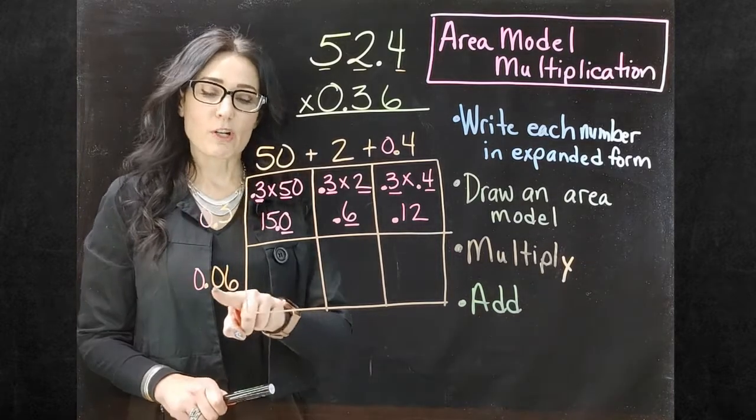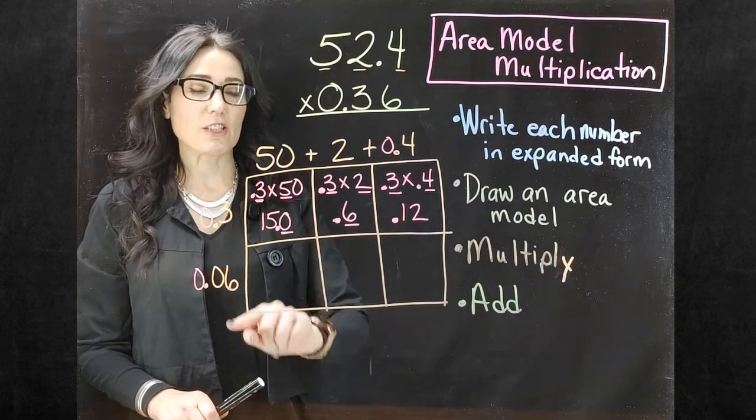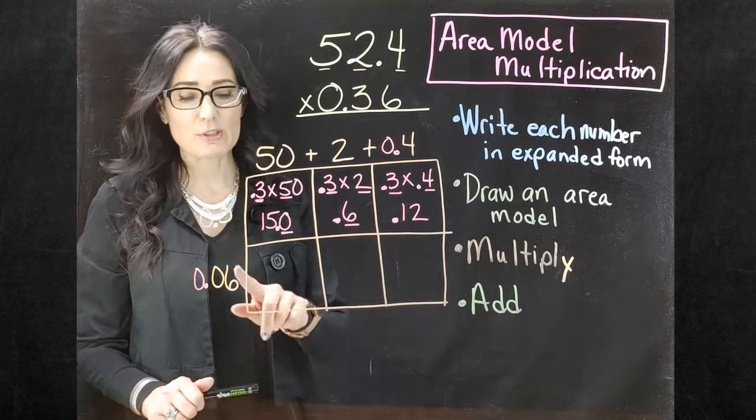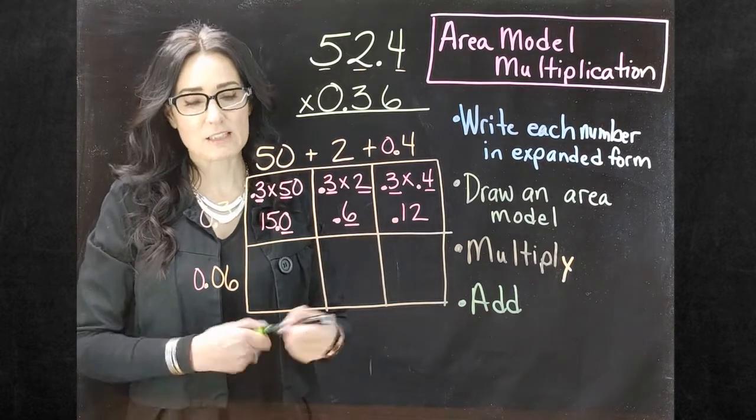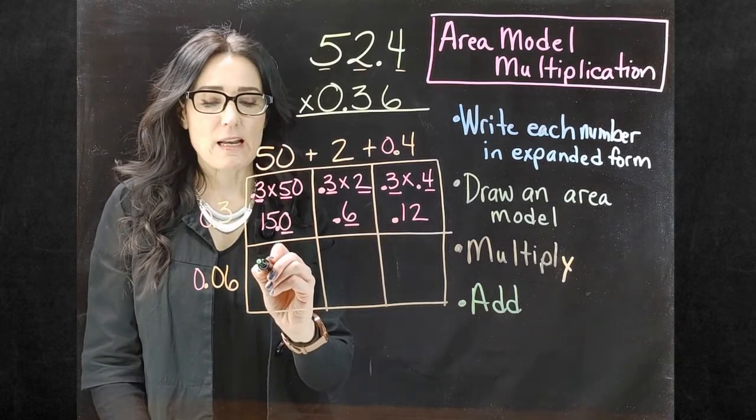All right, now let's go to the second row. And on this row, we're going to multiply each one of these digits times 6 hundredths. So 6 hundredths times 50, 6 hundredths times 2, 6 hundredths times 4/10. So let's go ahead and write that out.